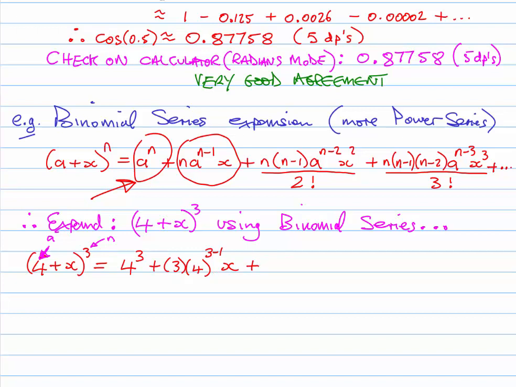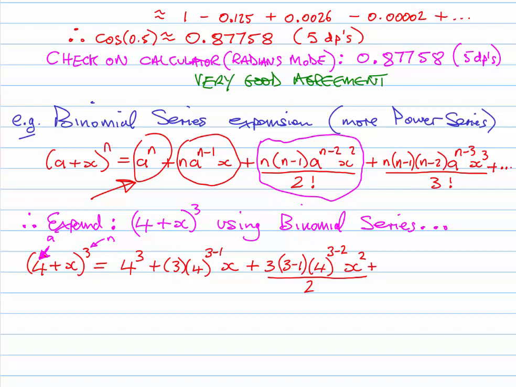Plus, now I'd like to deal with this lot here. Again, I'm putting n in there. n is 3, so I'm going to have 3 lots of n minus 1, that's 3 minus 1, a to the n minus 2. And what's the value of a? It's 4. 4 to the 3 minus 2. I need to put that x squared in there as well. So x squared goes in, and it all sits over 2 factorial, which is just 1 times 2, which gives us 2.